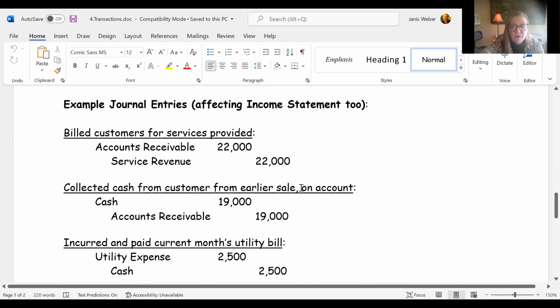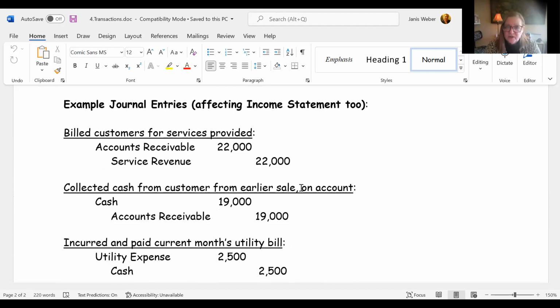Okay, here are a few more that relate to the income statement now. If you billed customers for services, you would debit accounts receivable, because if we say we billed customers, it means we didn't get the money yet. We're going to wait for them, maybe make them pay by the end of next month. So that would be an accounts receivable. That's an asset. So we increase accounts receivable. It means we debit that account. And then we credit the revenue account related to it.